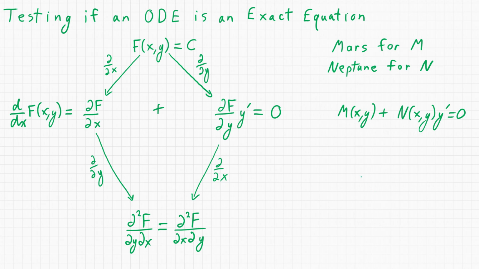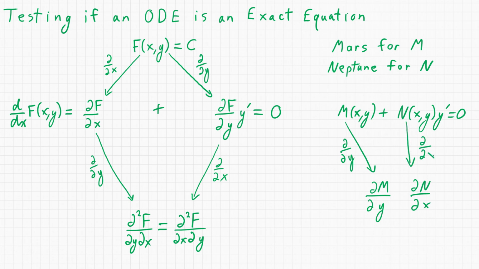My test is I want to do partial Mars partial y, right from the bottom of my diamond there. There's my partial y. And if I have Neptune partial x, not a great diamond, then those should be equal. And the question is, are they?